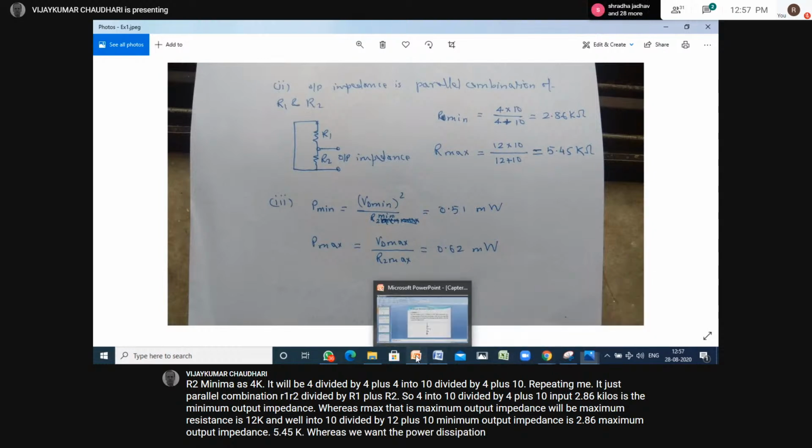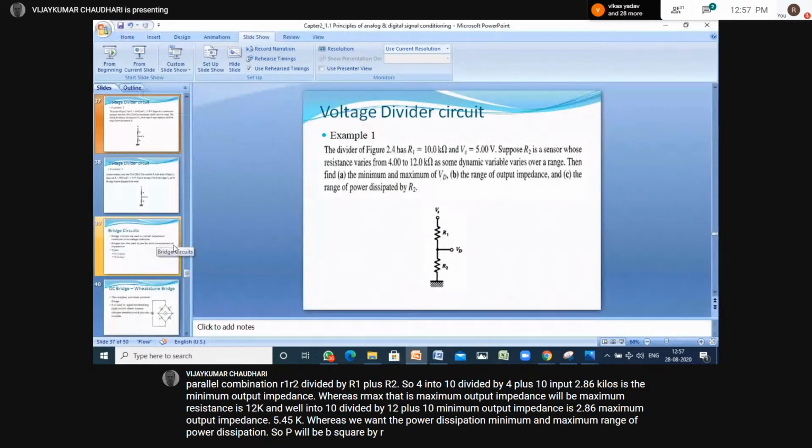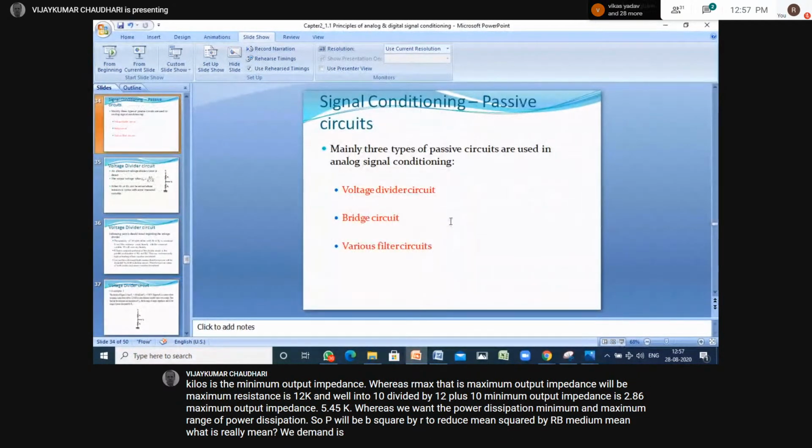Let's go to the presentation again. So this is what the voltage divider circuit is about. What next? Next circuits are the bridge circuits.